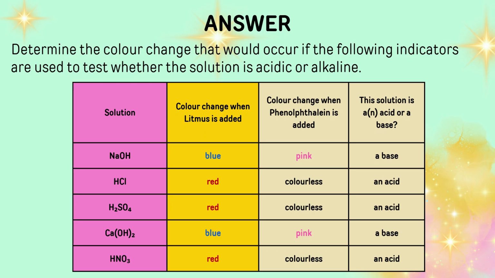Hydrochloric acid, upon addition of litmus solution, would turn red, and phenolphthalein would have no color change. Because sulfuric acid is an acid, it turns red when litmus solution is added to it. It stays colorless when phenolphthalein is added to it. Calcium hydroxide is a base, so it turns blue when litmus solution is added to it, and it turns pink when phenolphthalein indicator is added to it. And with nitric acid, the final one, it changes to red when litmus is added to it, and it stays colorless when phenolphthalein is added to it.